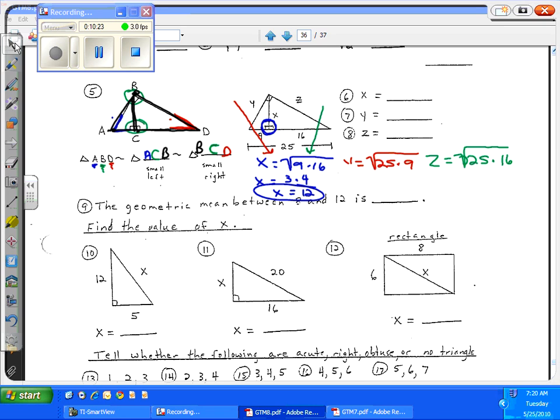Just a second. Set my eraser in the wrong tray.